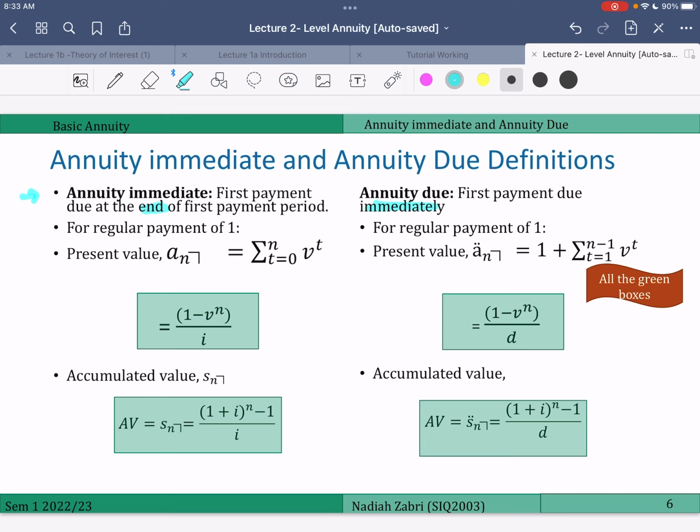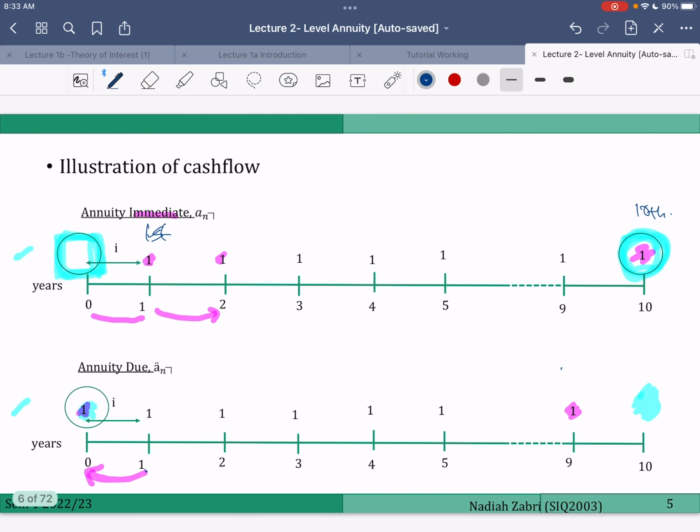Okay, so there is a common notation that we use. To get the present value of a level annuity of $1 for n years, and it is annuity immediate, this is the term. We call it a angle n. So for example, in our example just now, if we write it down, it becomes a angle 10, because there are 10 terms and the payment is 1.